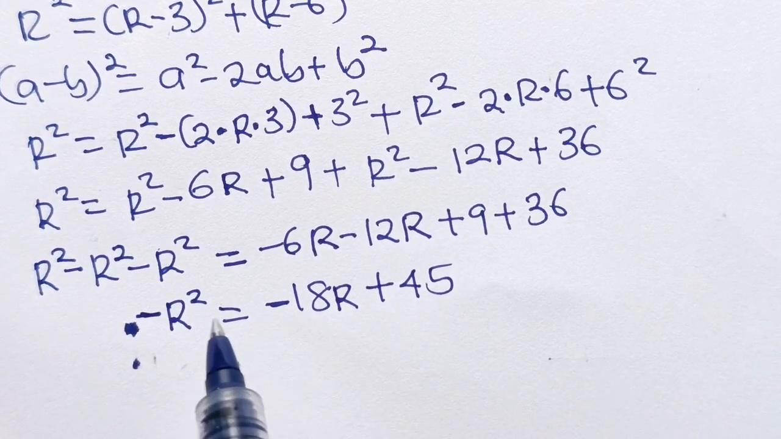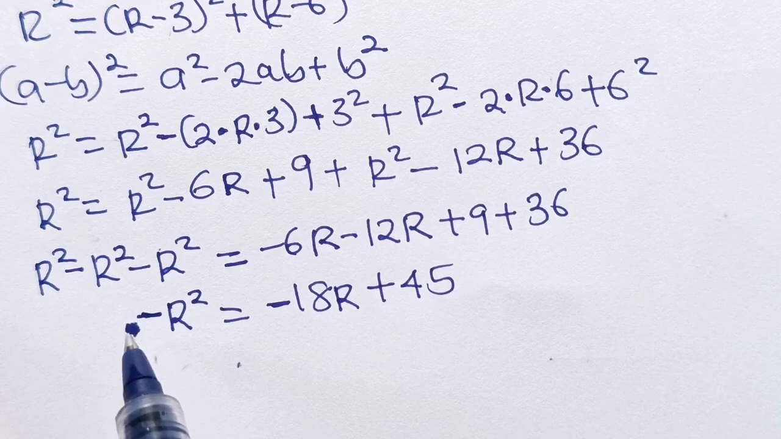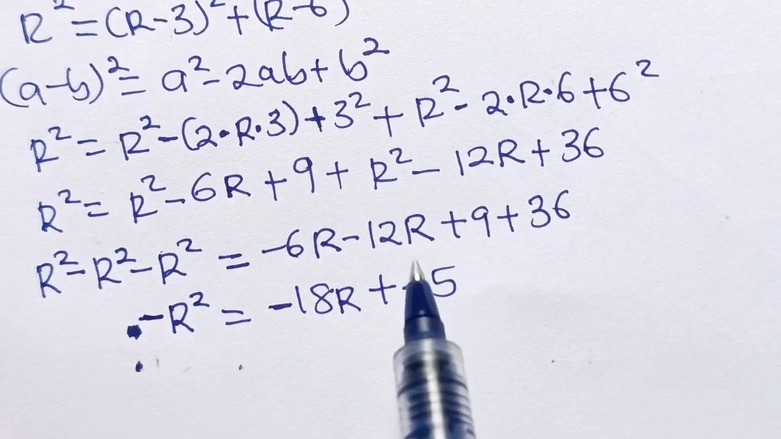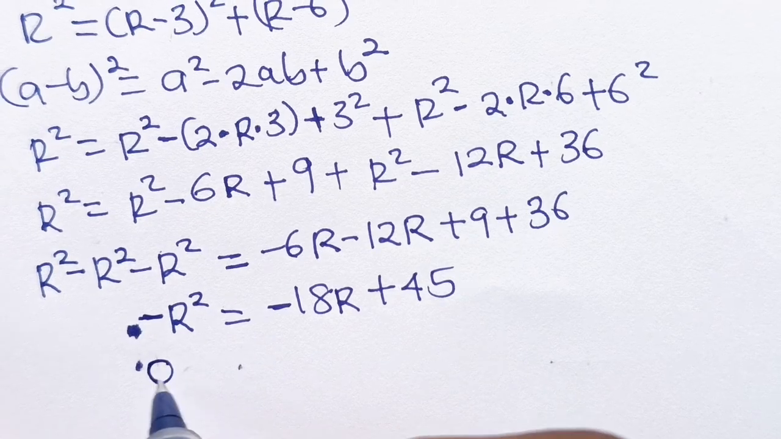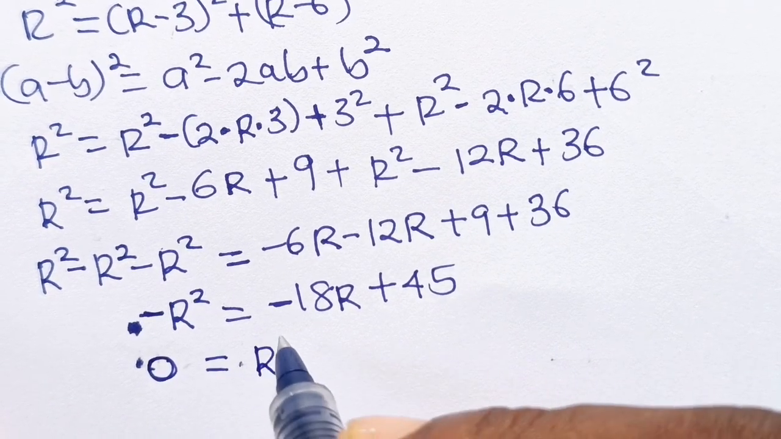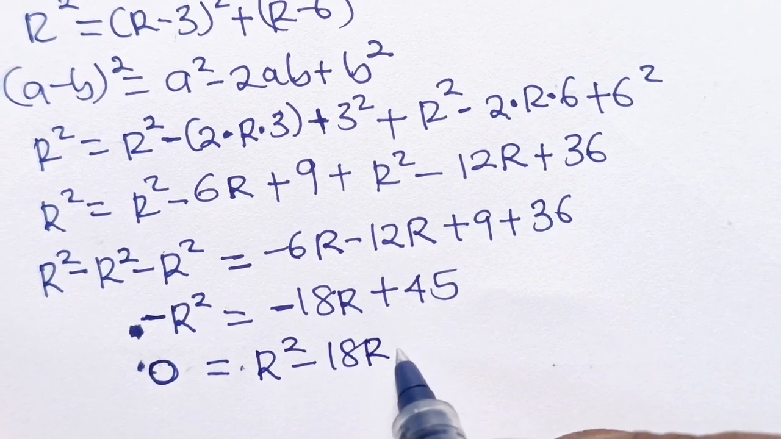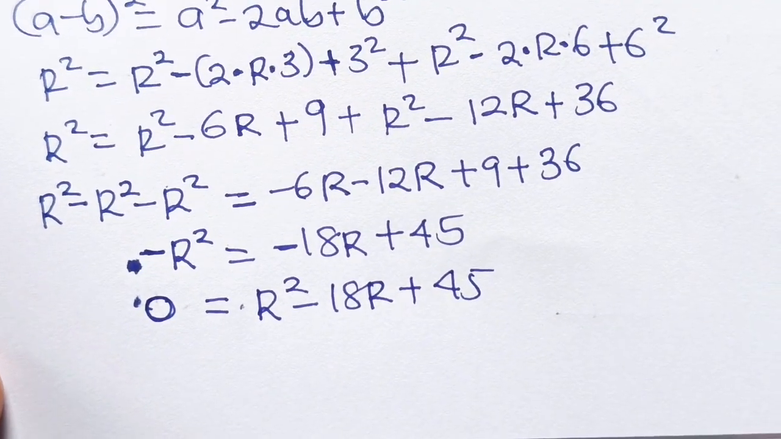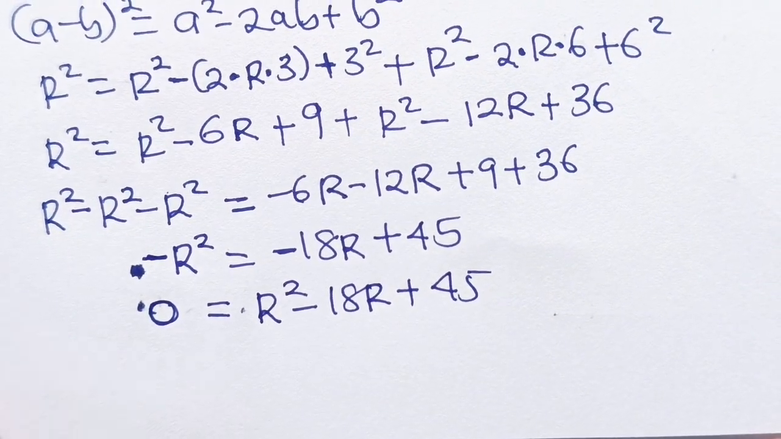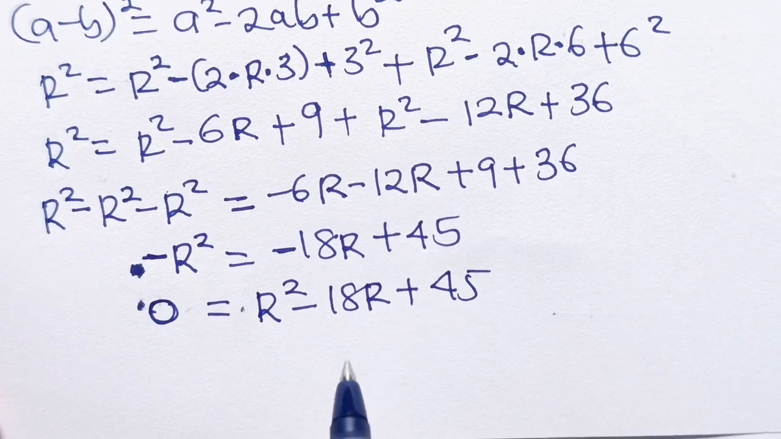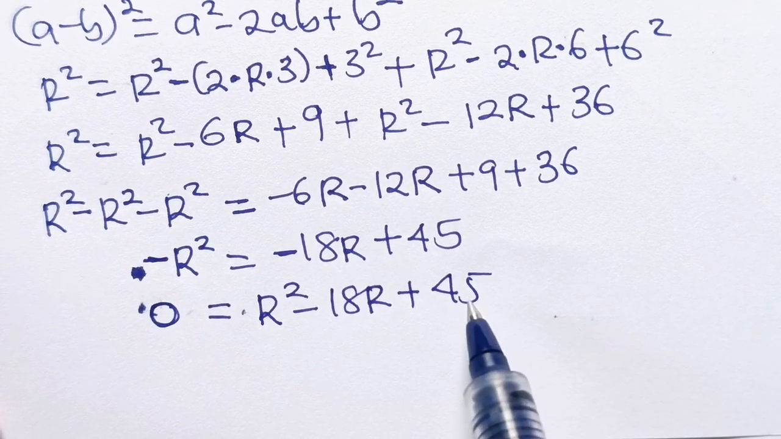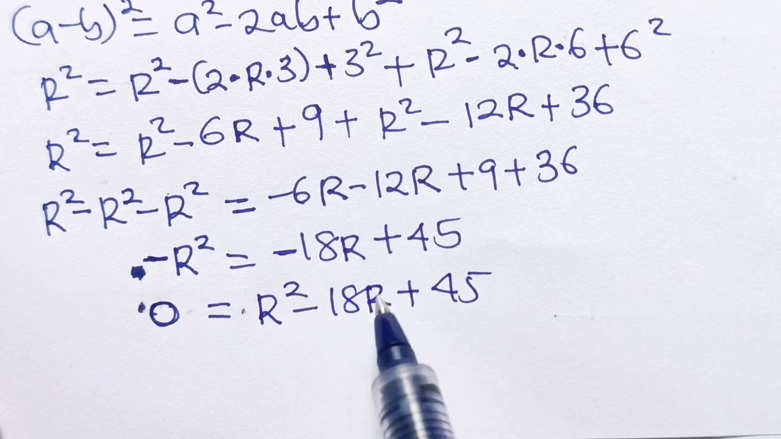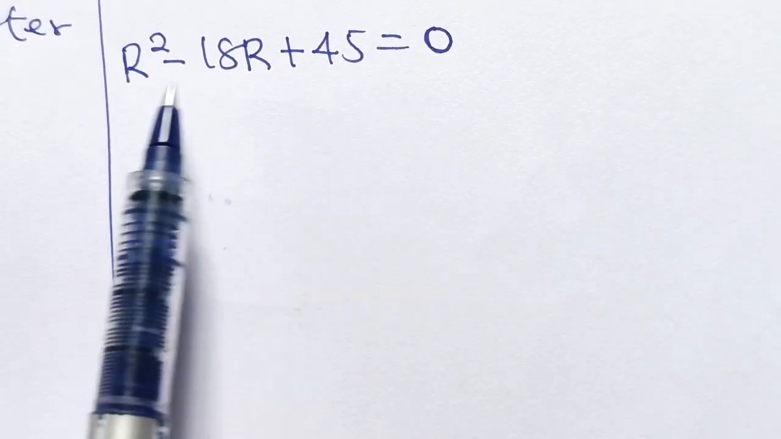So we are going to transfer this minus r squared to this side to make everything 0, and if minus r squared crosses, it becomes plus r squared. So we are now left with 0 is equal to r squared minus 18r plus 45. Now let us solve this quadratic equation using the factorization method, because we need two factors of 45 that when we add them together we get minus 18. So let's factorize this now.